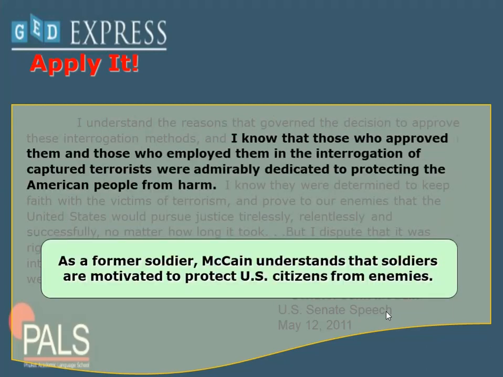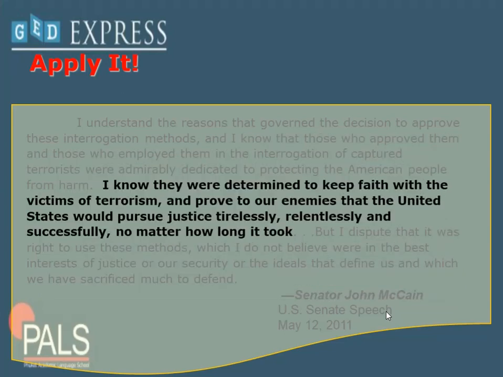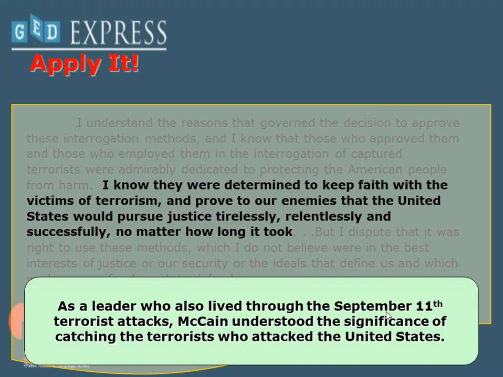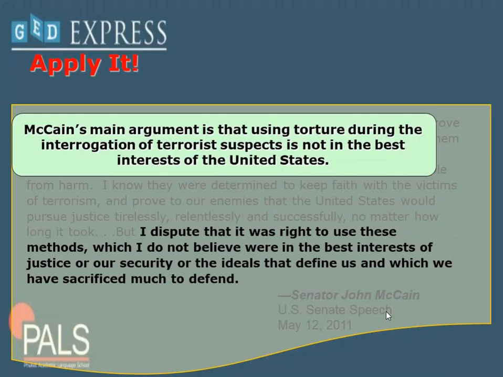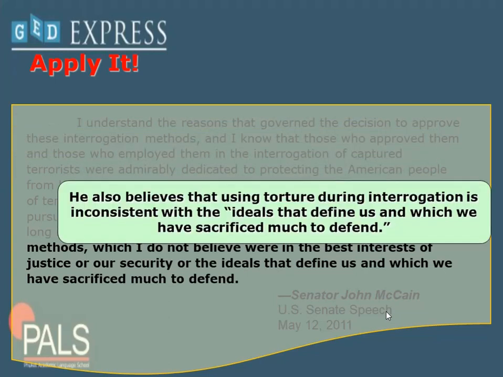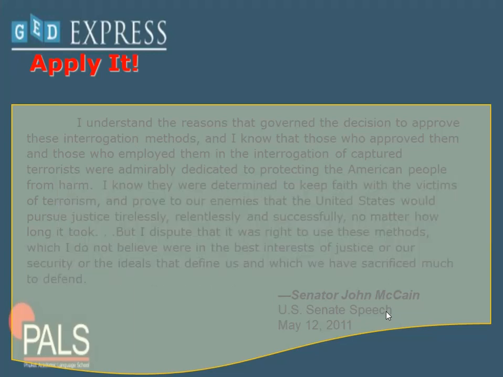As a former soldier, McCain understands that soldiers are motivated to protect the U.S. citizens from enemies, right? That's why he is making this statement. As a leader who also lived through September 11, McCain understood the significance of catching the terrorists who attacked the United States. So, for both of these situations, he has the authority in issuing these statements. McCain's main argument is that using torture during the interrogation of terrorist suspects is not in the best interest of the United States. So that's how we analyze. He also believes that using torture during interrogation is inconsistent with the ideals that define us, which we have sacrificed much to defend.